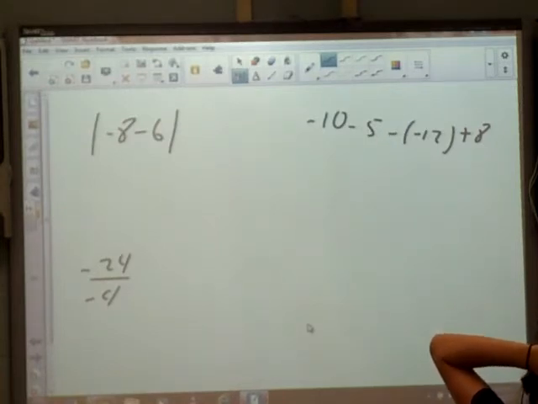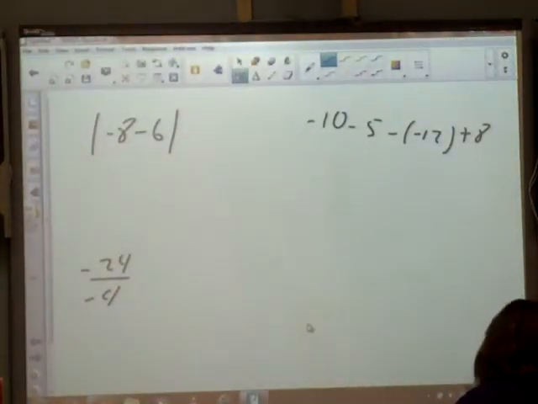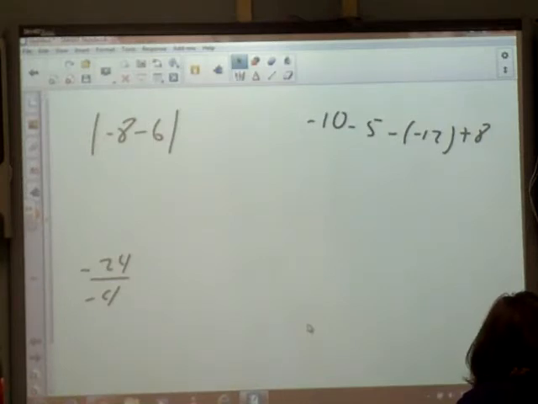Check them with somebody near you. See how you did. And then I'll call on you. Negative 12, my bad. It's got a short base.